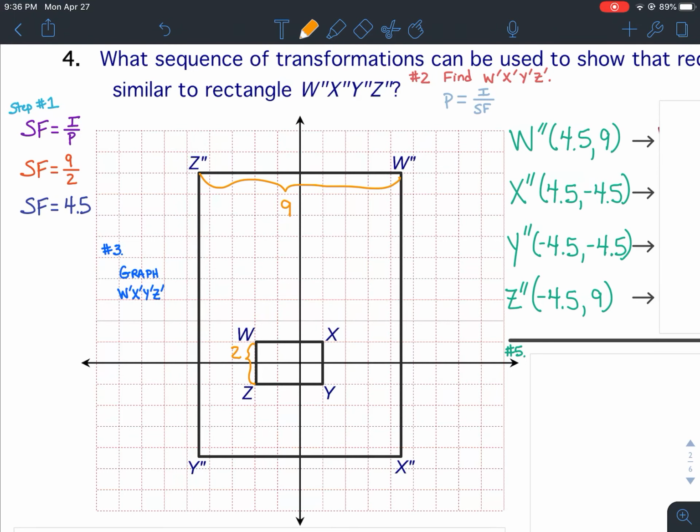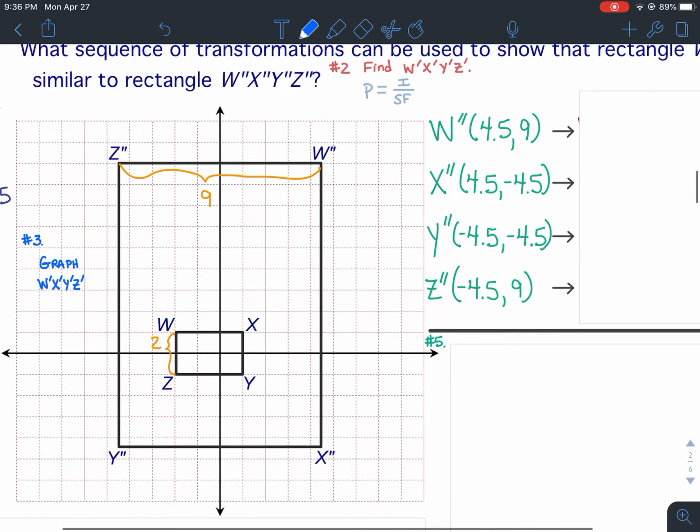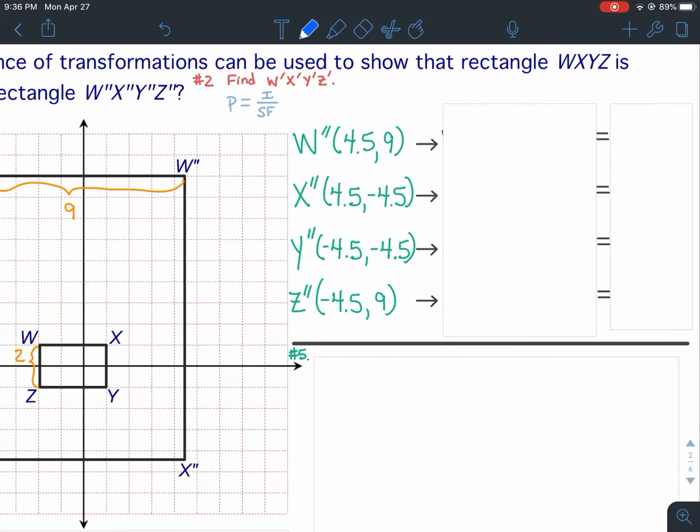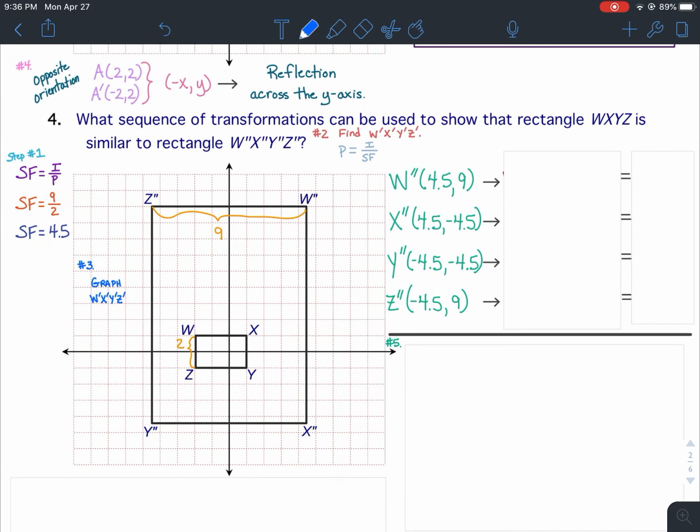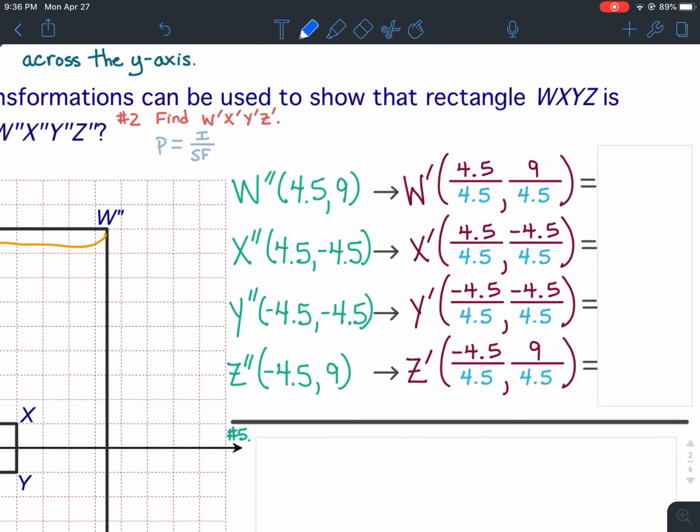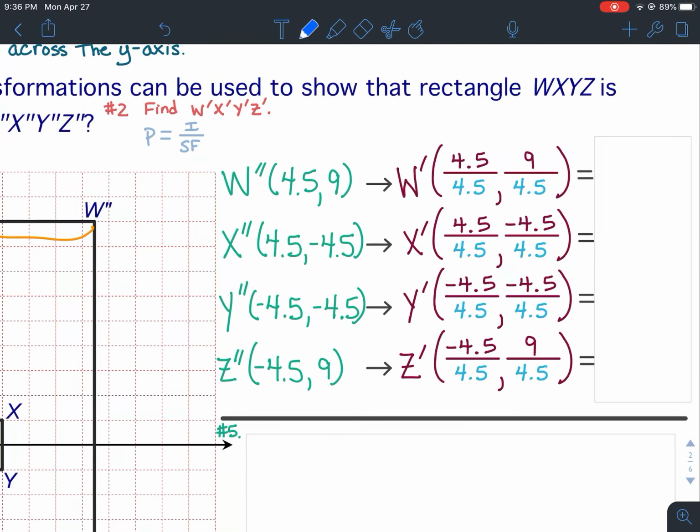Step 2 is to find W prime, X prime, Y prime, Z prime. To do that, we're going to work backwards, and we are going to use the coordinates for the double prime figures and divide by the scale factor to find our prime. Okay, so we're going to divide by 4.5. I could read that off, but I don't need to. Just know that we're taking the coordinates for W double prime and dividing each by 4.5 to find W prime. And same thing for the rest of them.